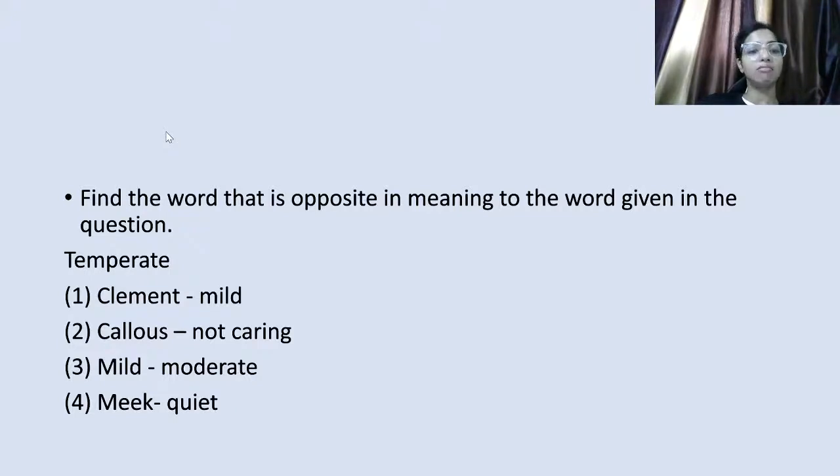Then we have the word mild. Mild is a very common word. Simply straight away it means moderate. Then we have somebody meek, who is quiet. So what do you think is most relatable? Of course, the word callous. Because callous is straight away meaning cold and callous, not caring at all. Meek might care but will remain quiet. But callous straight away not caring, very cold attitude. So for the word temperate, mild, for the word temperate, callous is something which means opposite.